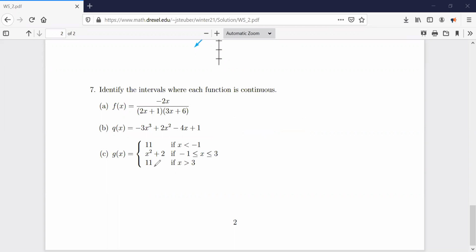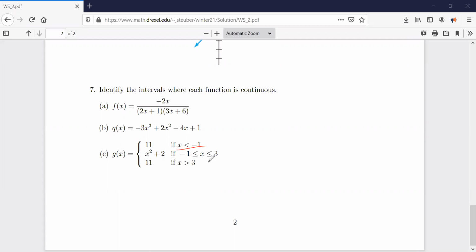Cool. So now this next guy. When we deal with a piecewise defined function, we have to look at each piece and say, is this defined everywhere on this interval? And then we have to say, does the limit of the left-hand side agree with the limit of the right-hand side? And then also, do all 3 of these intervals together cover the whole line?